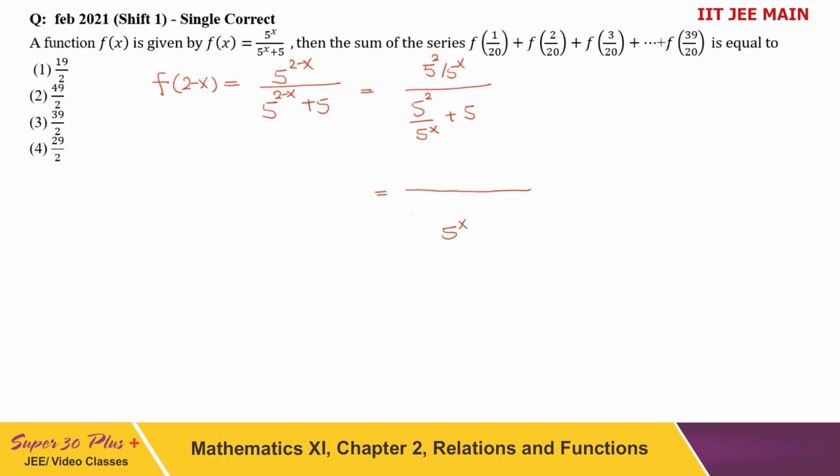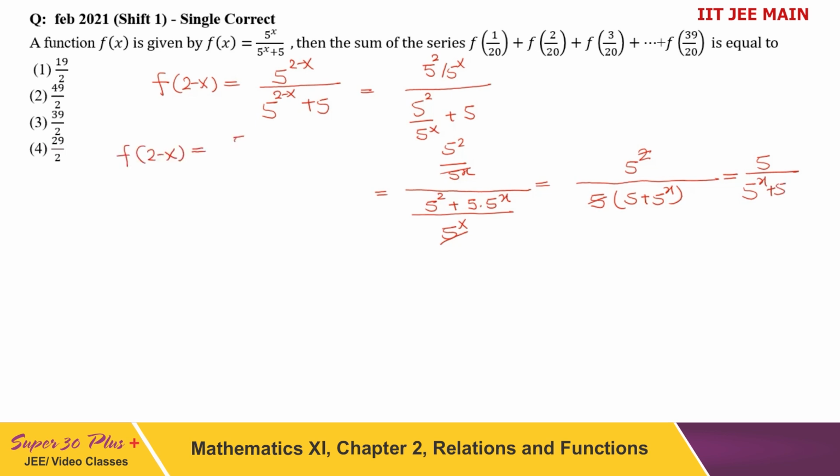Now we are going to simplify it. Multiplying by 5 to power x, it is 5 square upon 5 square plus 5 into 5 to power x. The 5 to power x cancels out. Now simplify it: 5 square upon 5 times (5 plus 5 to power x). Again simplify it. It will become 5 upon 5 to power x plus 5. It is f(2 minus x), 5 upon 5 to power x plus 5. It is equation number 2.